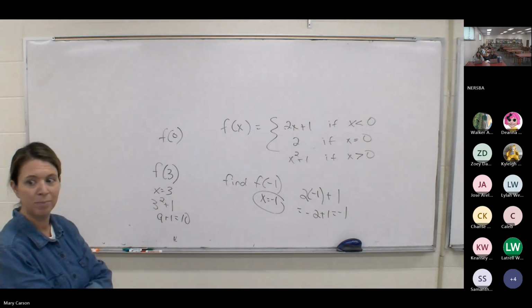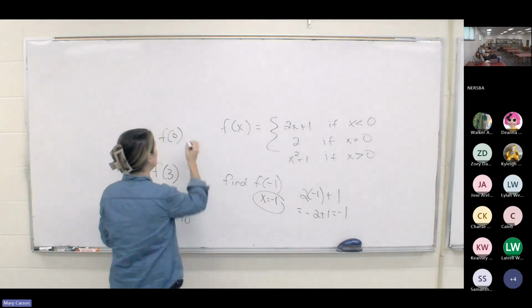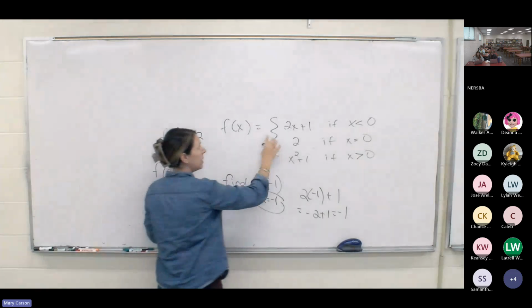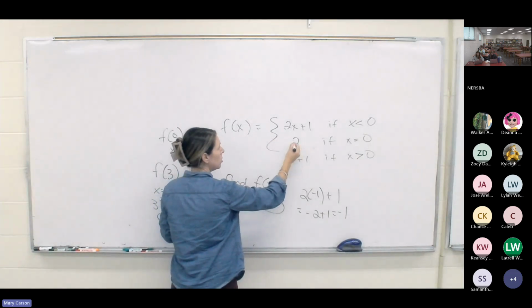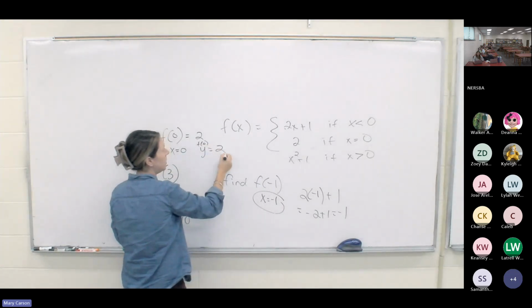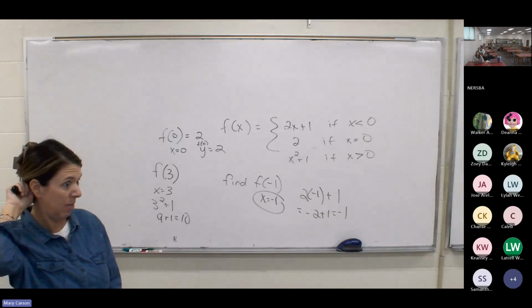It's okay. Caleb said 2. Yes, it would be 2. Because this means x is equal to 0, right? And this means it's equal to 2. So y, or our f of 0, would be 2. Okay? Questions on this? Anybody have questions?